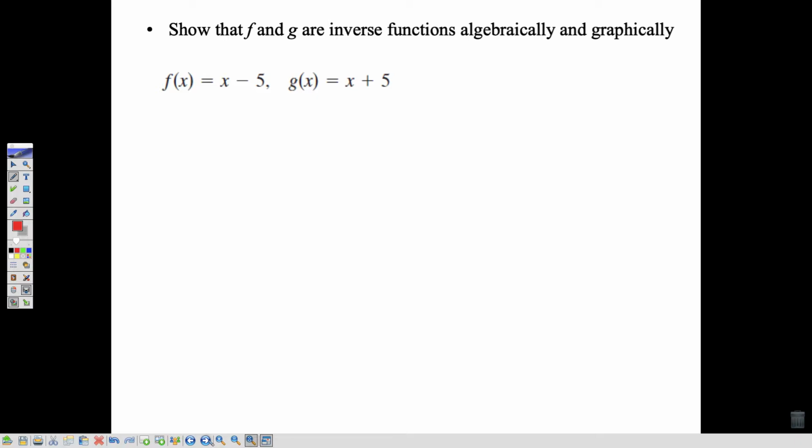So, how are we going to prove or show that they are inverses algebraically? You don't know graphically yet. Yes? Take f of x and we'll put g of x and f of x. So we're going to do f of x. Oh, sorry. I wrote what you said, but then you corrected yourself.